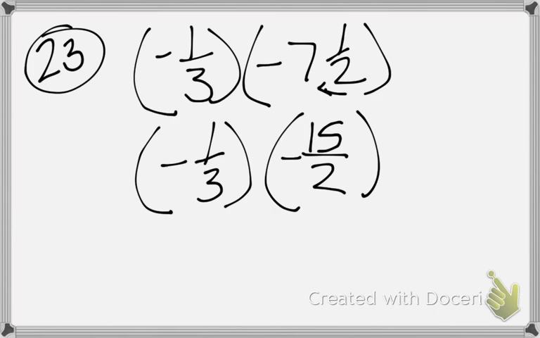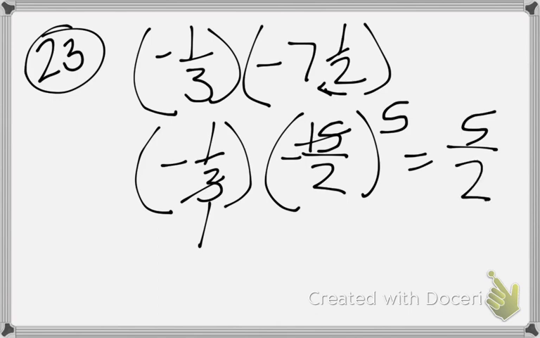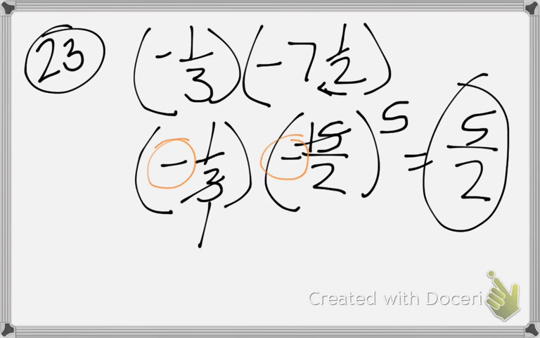I've got some cross simplifying I can do. 3 divided by 3 is 1. 15 divided by 3 is 5. So now I'm just going to multiply straight across. 1 times 5 is 5. 1 times 2 is 2. It's a negative times a negative, which means that is going to stay a positive. 5 over 2.